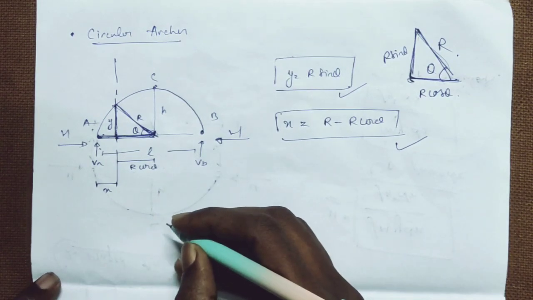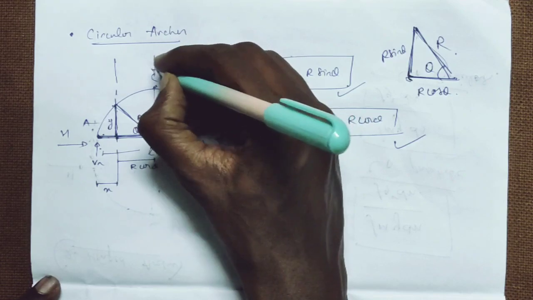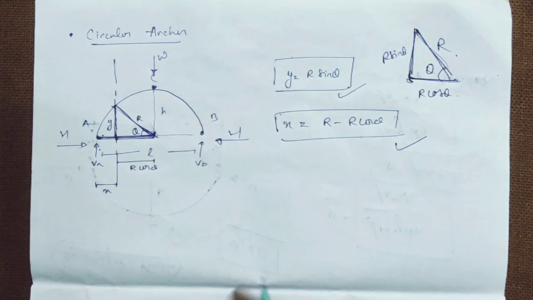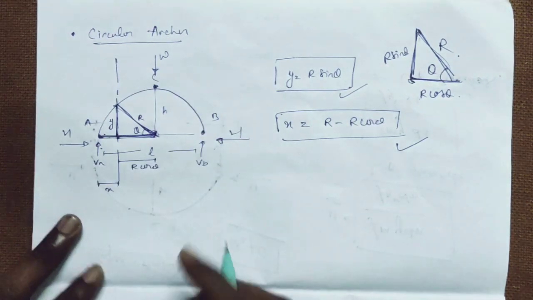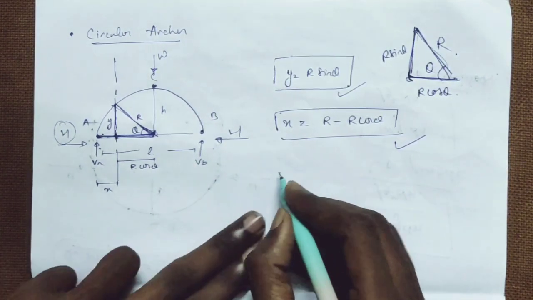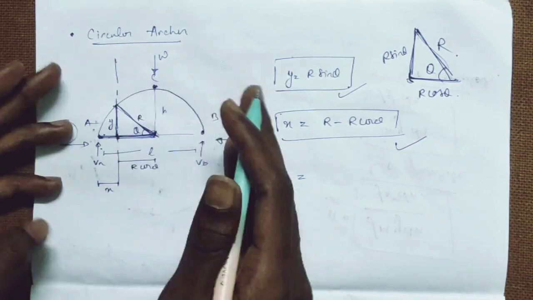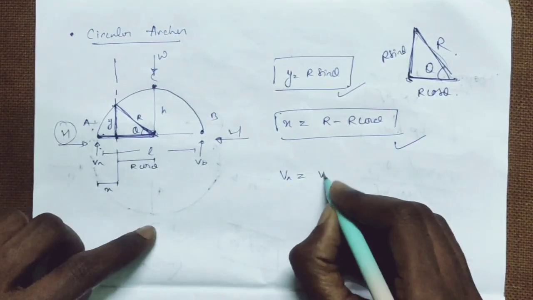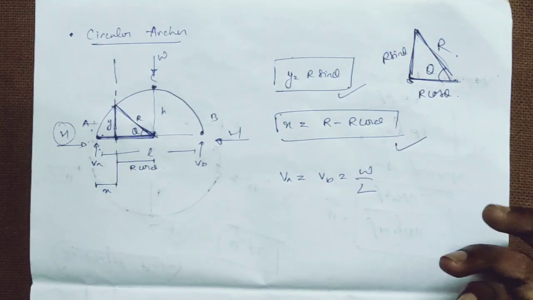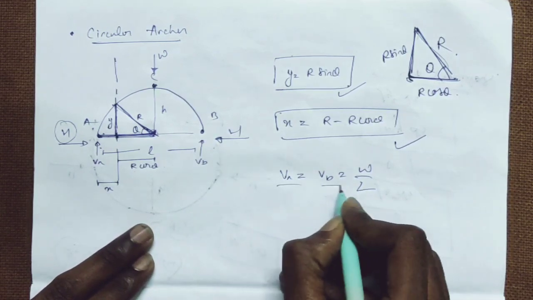So now let us solve a sum. If a point load of W is acting at C, how can we find H? Firstly we can find VA. As it is symmetric, we can say that VA is equal to VB, which will be W by 2. So now we have VA and VB.